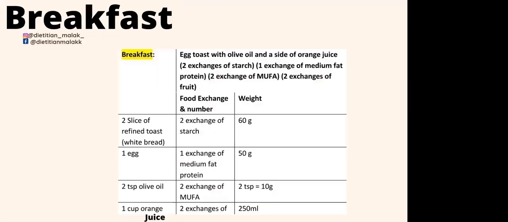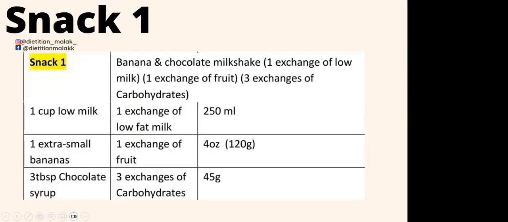Okay. So for our breakfast, we need to obviously keep in mind that if our patient is Middle Eastern, the diet should be very much customized and just very individualized. So our patient is Lebanese, so we try to include Lebanese dishes as much as possible. Starting with our breakfast, we just went for the basic egg toast with olive oil and a side of orange juice. And then for our first snack, we went for a banana and chocolate milkshake.